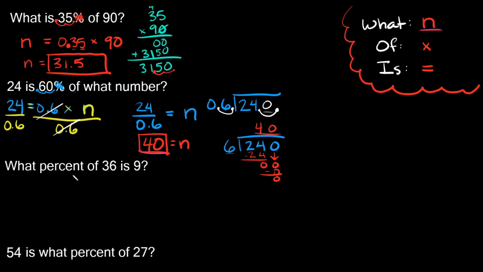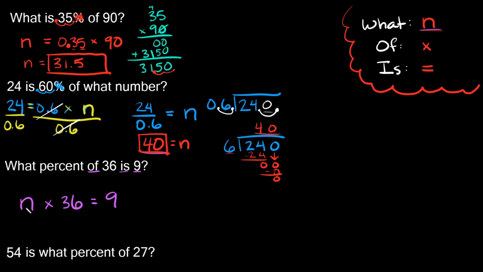So this one says, what percent of 36 is 9? Okay, so remember, whenever you see what, that means n, right? And normally we want to know what number, but in this case it says what percent. Okay, so remember, this n has to be written as a percent at the end. Then the rest of the problem says of, so of means multiply, multiplied by 36, is, and then is means equal to, and then 9, right? So n times 36 is equal to 9.